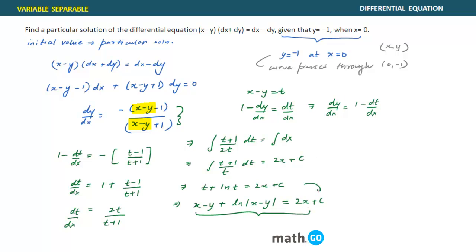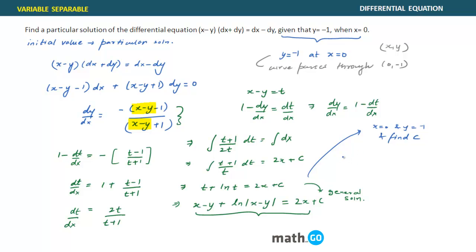But now if you see that whenever you get a c, that means this is a general solution, right? For this we want a particular solution, where x is equal to 0 and y is equal to minus 1. So now what you are asked to do is put the value of x and y that you have got. So put x equal to 0 and y equal to minus 1 and find c. This is how you have to solve this problem.